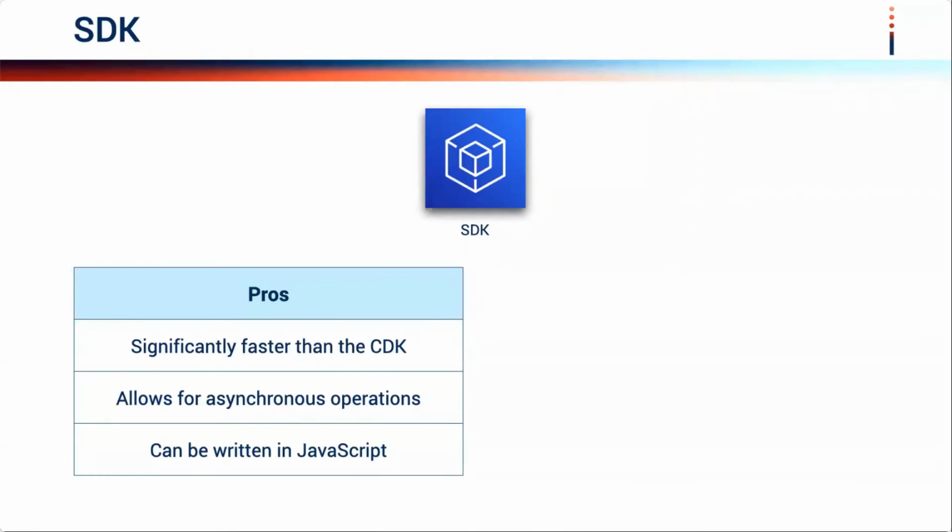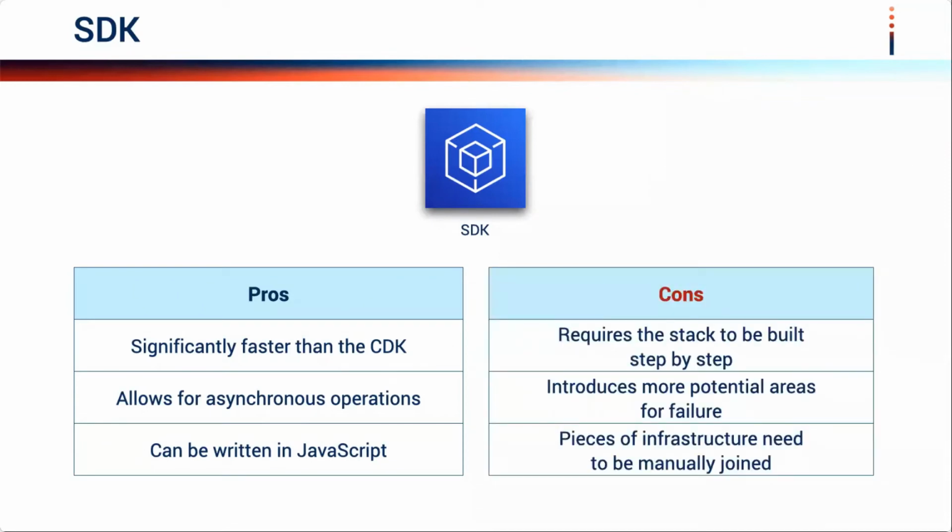Also available in JavaScript, the SDK's main benefits were its speed in relation to the CDK and the wide range of asynchronous functions it makes available. Its drawbacks were that each component of our infrastructure would need to be created one by one, thus creating more potential areas for failure. We would also have to join the infrastructure with Lambdas and subscriptions manually.